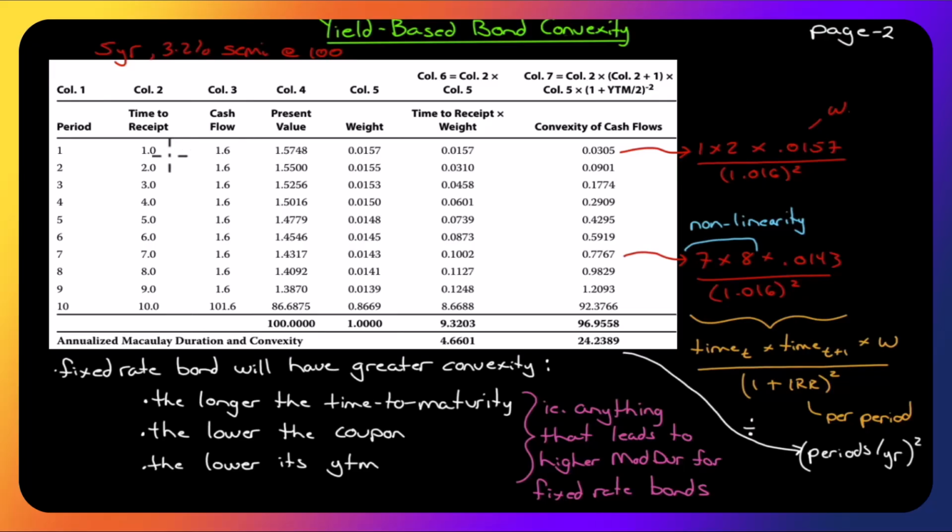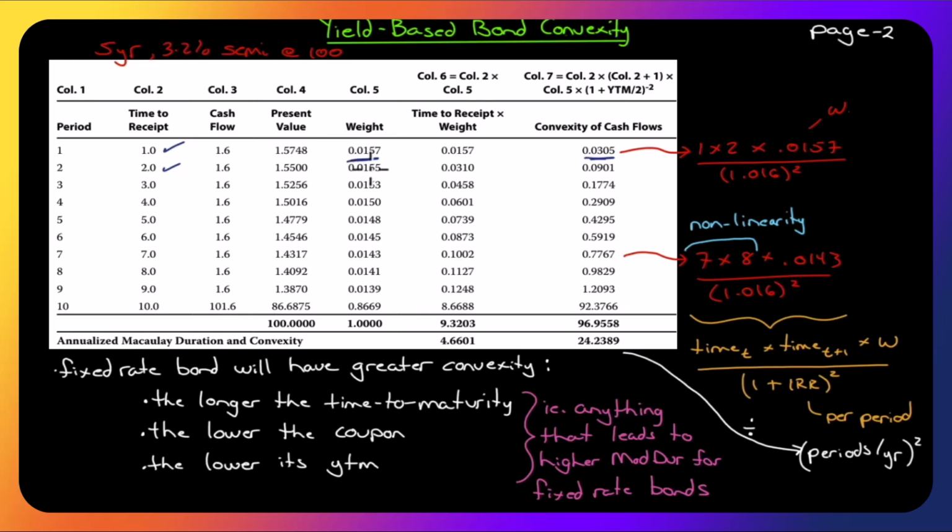Basically, it's time squared. You take the time to receipt, and this is for the first cash flow. We'll calculate the 0.035. Take the 1 multiplied by the very next time period, which is 2. 1 times 2, so that's time times time, which is time squared. Multiply that by the weight.